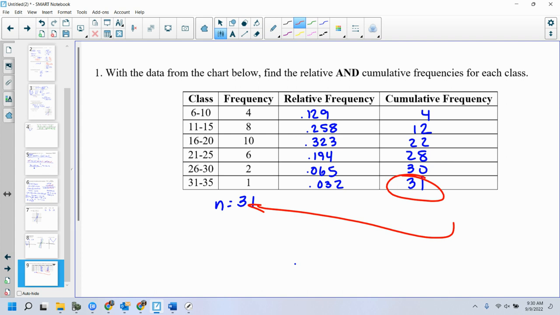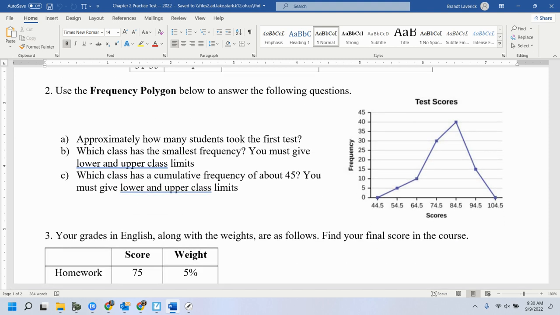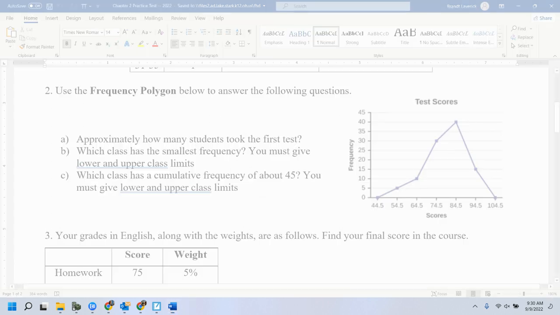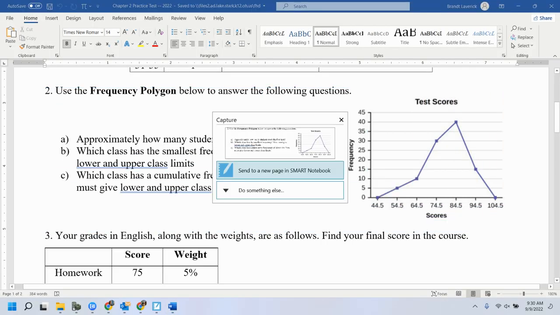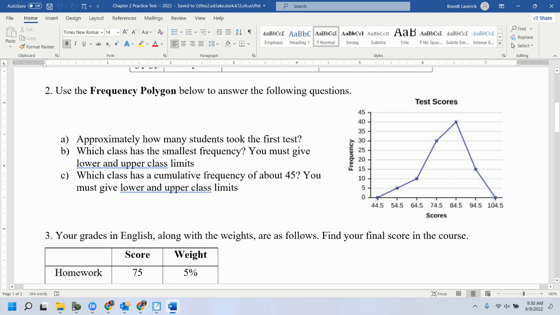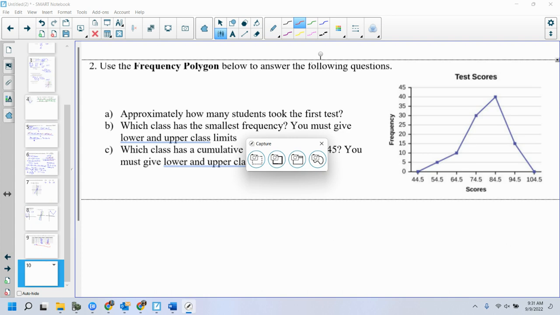All right, let's take a look at number 2. Jump back here. Ooh, something in my eye. I kind of cut it off there. That's okay. Use the frequency polygon. Come on. There we go.